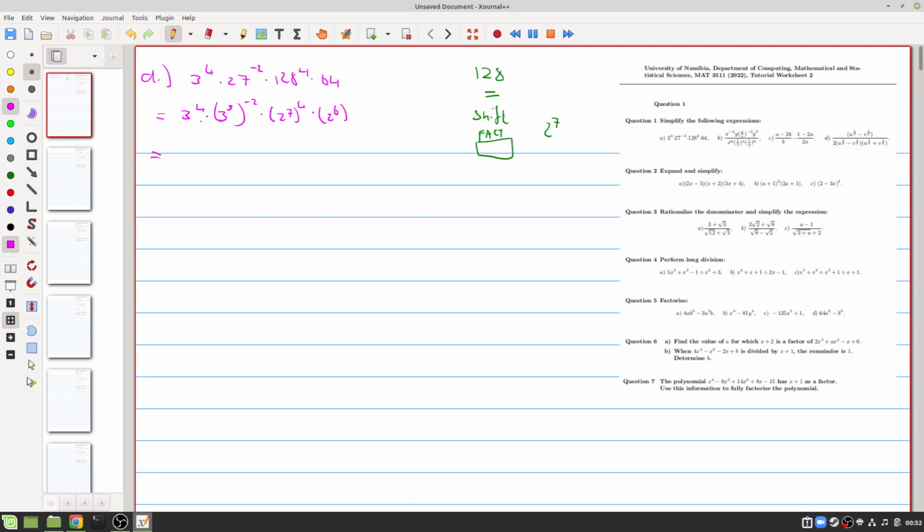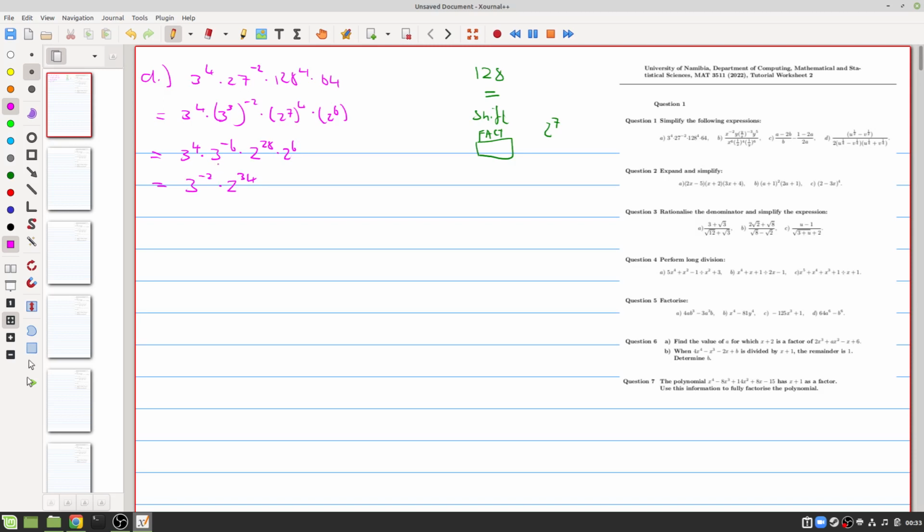Now, we also know from our laws of exponents, if we're multiplying and the bases are the same, then we add the exponents. But first, let's remember our laws of what comes first. So first, we do this. 3 times negative 2 will be negative 6. And then here we can do 2 to the power 7 times 4 is 28. And then 2 to the power 6. Now we can do the addition part. So the 3's, we add 4 plus negative 6 is negative 2. And then the 2's, we get 28 plus 6 is 34.